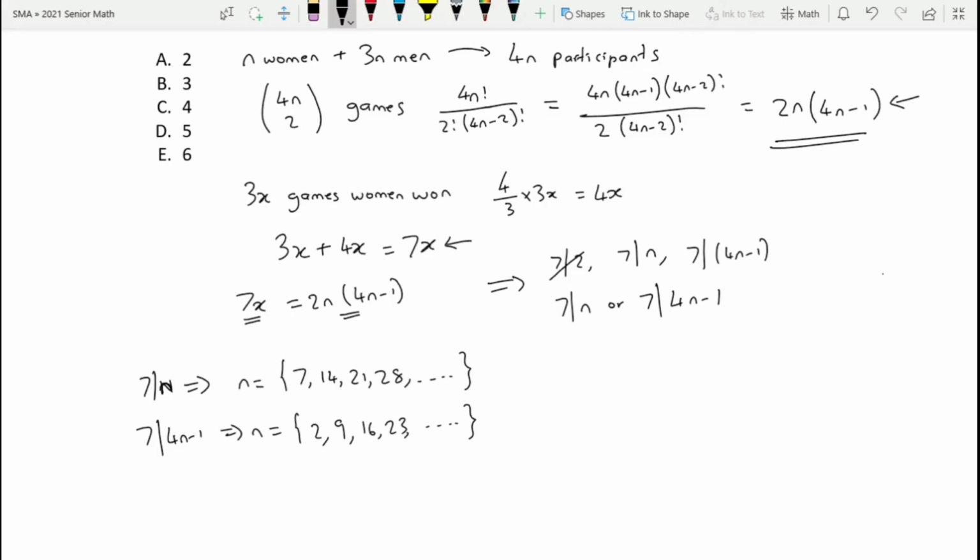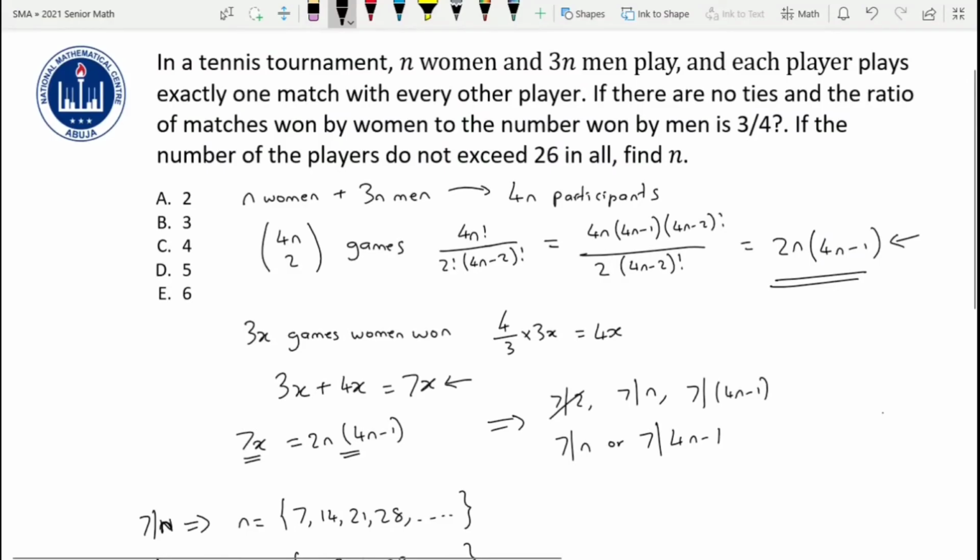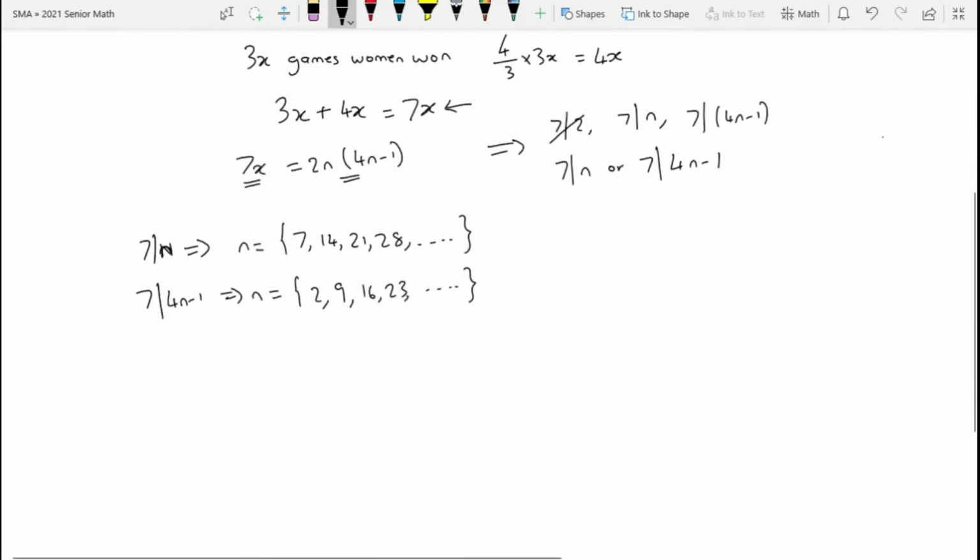So we're going to make use of the last thing we're told now. If we go back to the question, we'll see that they said the number of players did not exceed 26. So that means that 4n, since there were 4n participants, is less than or equal to 26, which means that n is less than or equal to 26 over 4, which is 6.5. And the only value of n here that is less than 6.5 is 2, since these are all the possible values of n. So this means that n has to be 2. So n equals 2 is the answer to the question, which is option A.